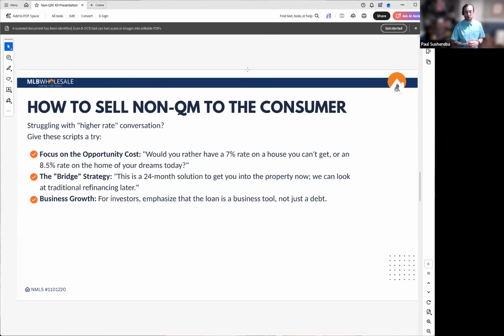Another strategy we can use quite a bit is, right now you're not showing that income on your taxes, but let's get you into a non-QM loan now. That'll give you 2 years to file those taxes in a way that would allow you to qualify for a conventional loan down the road, and we can refinance you to a lower rate if rates are in line at that time. Call that the bridge strategy.